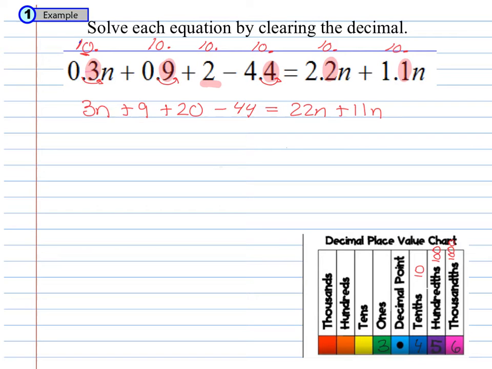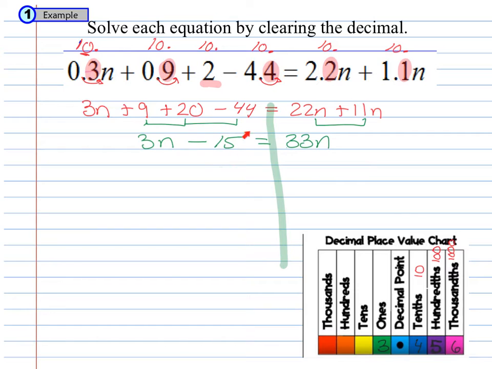So now we have to just solve like we've been doing for the last couple weeks. Our equal sign is right here. We're going to combine our like terms. So we know that these right here are like terms. So 9 plus 20 is 29. 29 minus 44, we're going to get 3n minus 15 is equal to, these combined together become 33n.